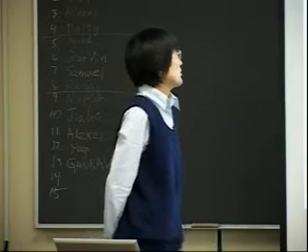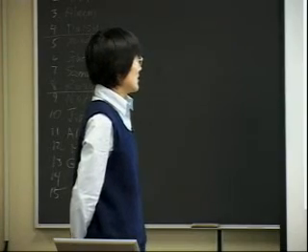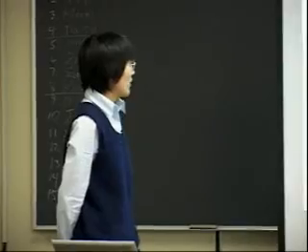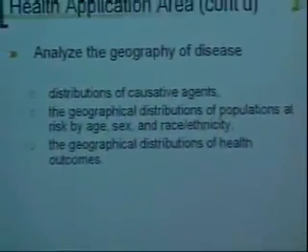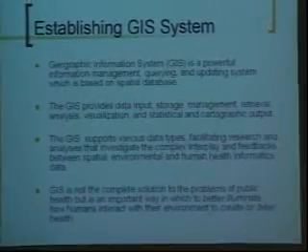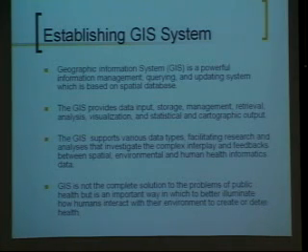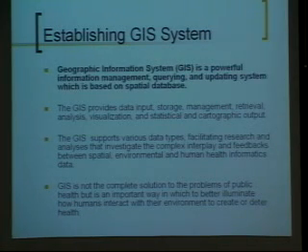We are also able to analyze the geography of diseases, such as the distribution of causative agents and the geographical distribution of population at risk. With those data on hand and the goals we want to achieve, we establish a geographic information system. This is a powerful information management system that supports querying and updating, which is based on the spatial database.